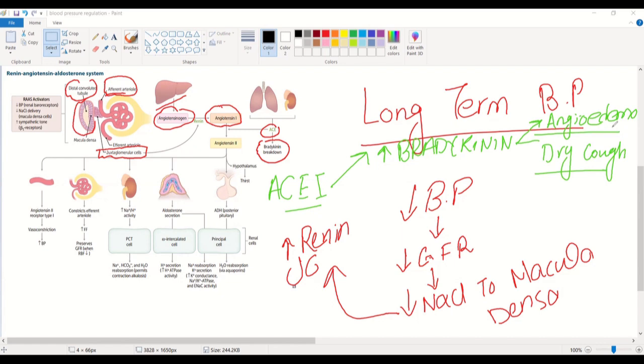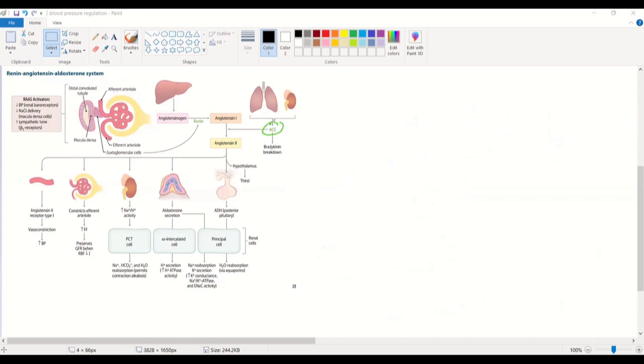Can anybody tell me the contraindication of the angiotensin converting enzyme inhibitor? Pregnancy. A person who has C1 esterase deficiency is not supposed to take it. This is related to angioedema, again high yield stuff. C1 esterase inhibitor deficiency is a contraindication for ACE inhibitors, and they are also contraindicated in pregnancy. I'm repeating the concept: this ACE that converts angiotensin 1 to angiotensin 2 is also involved in the breakdown of bradykinin. So if the patient takes an ACE inhibitor, the level of bradykinin will increase.